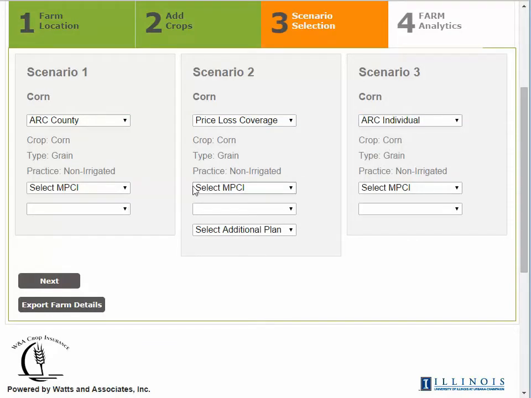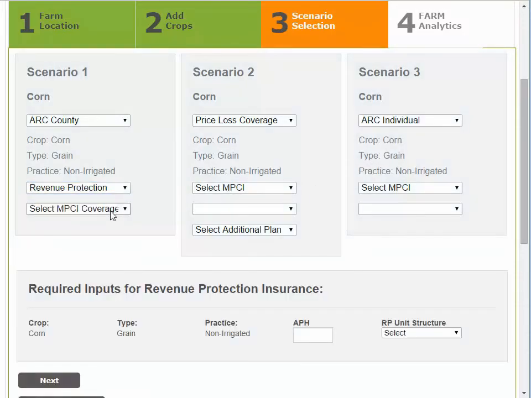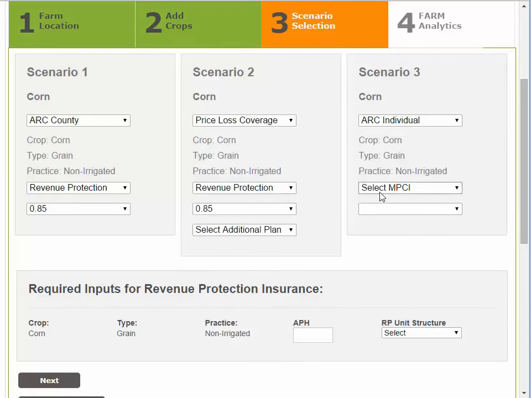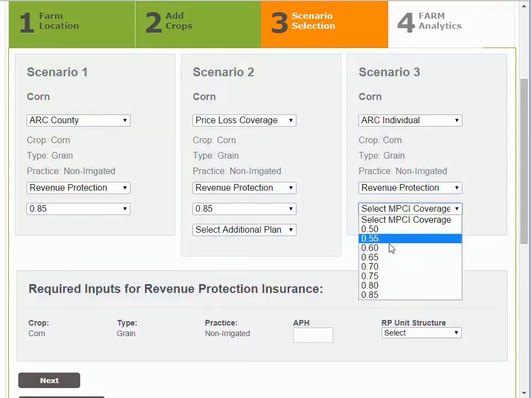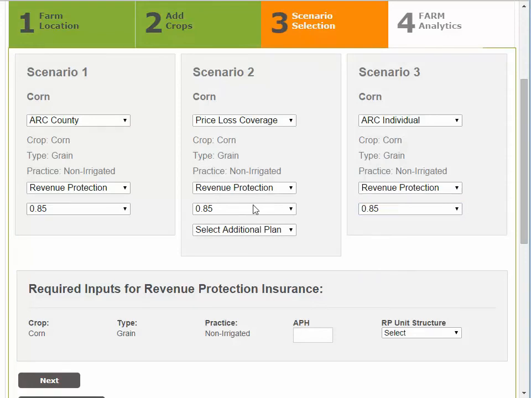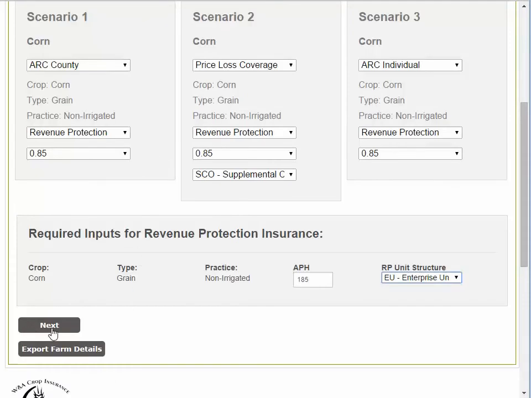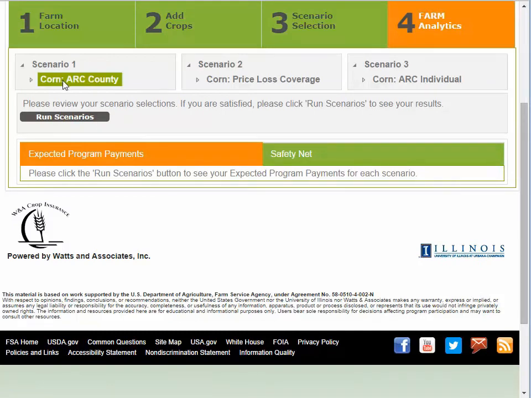Note that when we're looking at Ark individual in this case, we are looking at a case where we have one crop, and Ark individual actually pays on all crops on the farm. So if we had more crops, the estimates for Ark individual would be off. I'm going to put a revenue policy in here and also put SCO. And again, for a revenue policy, which I'm not really analyzing much here in this case, we're going to put an APH and an enterprise unit. Again, I'm just looking at differences in Ark County and price loss coverage. All right, we have our scenarios set: Ark County, price loss coverage, Ark individual.